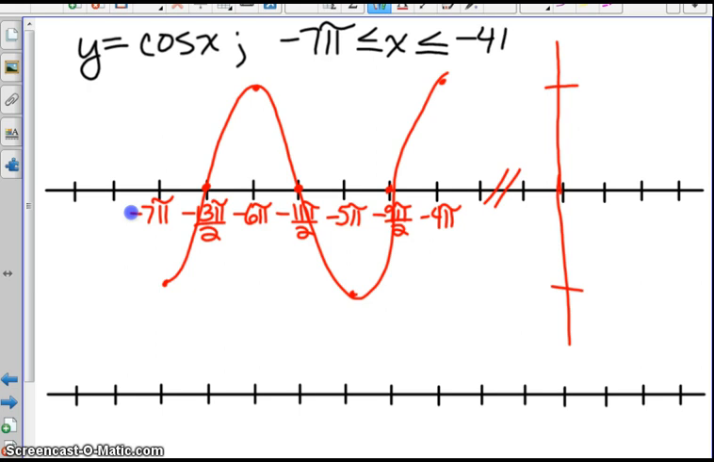negative 4 pi. This will conclude our podcast for today.